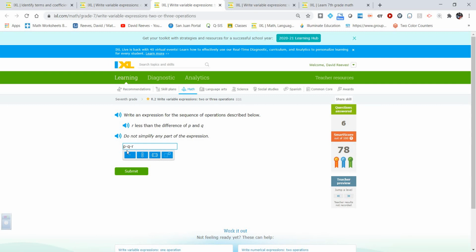Then again, if you want to make it a little bit more clear, right there is the difference. There is the difference of P and Q. And there is R less than it. Again, if I didn't put parentheses, it would be okay because it would do subtraction from left to right. But in this case, if you really want to match the words to the expression as expressed, pun intended, then you want to put parentheses.